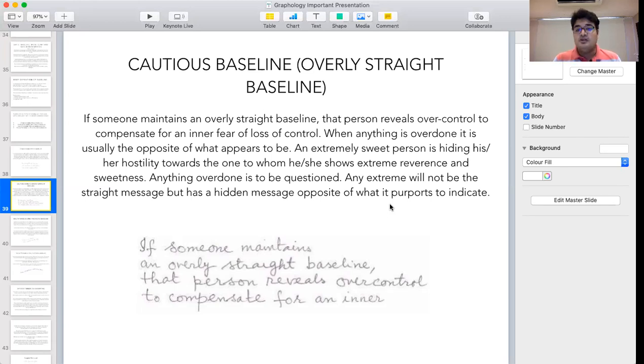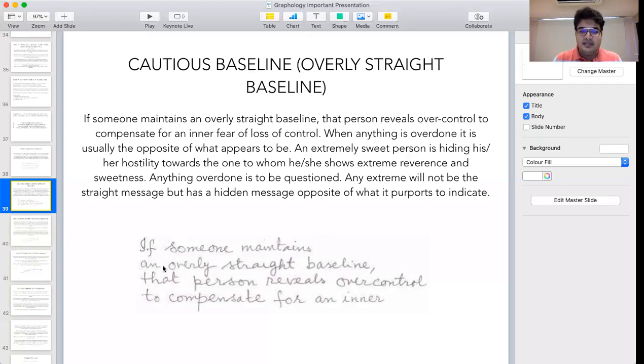So if you come across someone who's extremely sweet but is hiding his or her hostility towards you, you really need to be careful. Actually, you need to check the handwriting of that particular individual, of somebody who is always sweet and is like a master at hiding his or her intentions. So you really need to check on that.